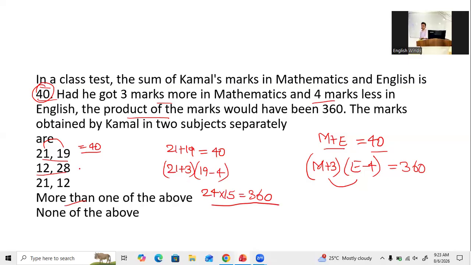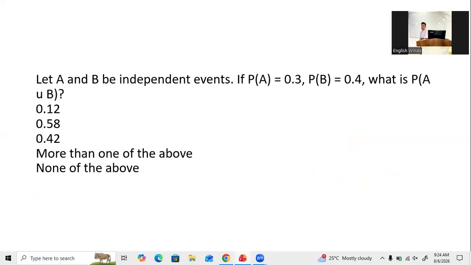So check with this: 12 plus 3 into 28 minus 4. That is 15 into 24. So the answer could be more than one. Why? Because the third one will not be possible. Hope you are getting the things.